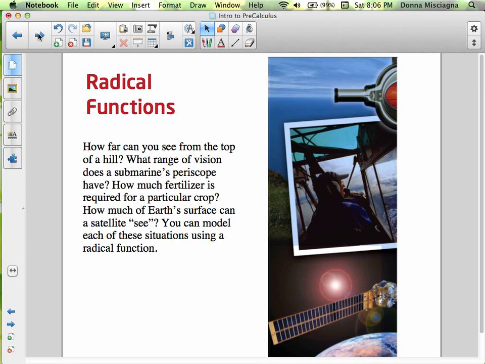We'll learn about radical functions. How far can you see from the top of a hill? What range of vision does a submarine's periscope have? How much fertilizer is required for a particular crop? How much of Earth's surface can a satellite see? You can model each of these situations using a radical function.